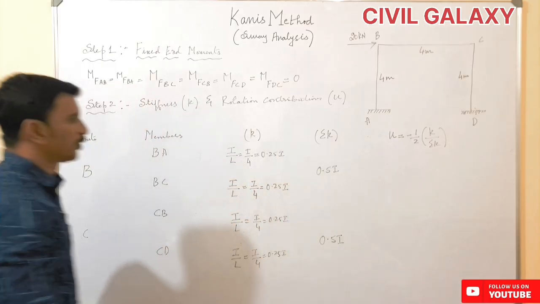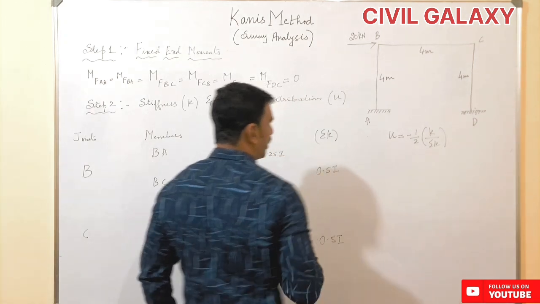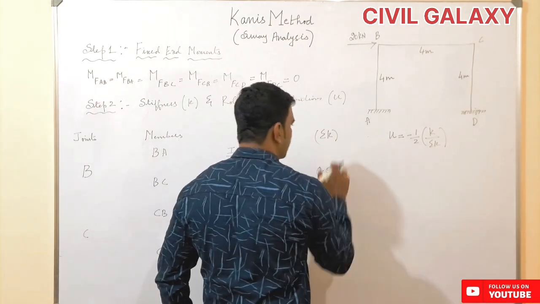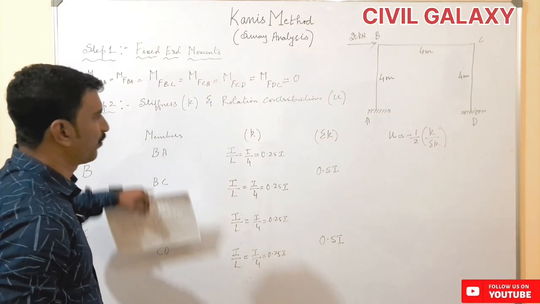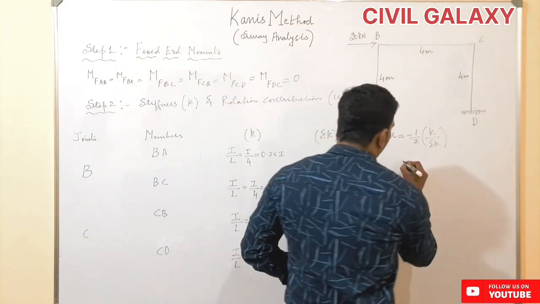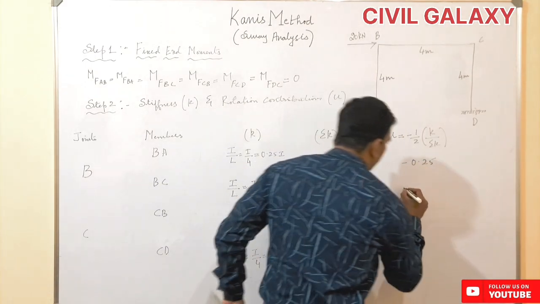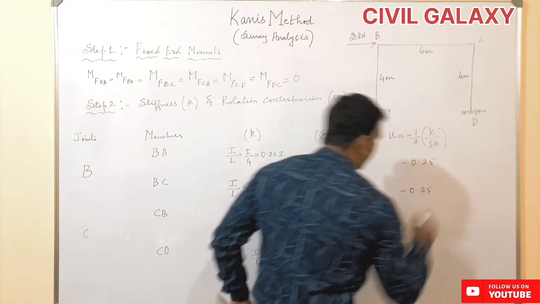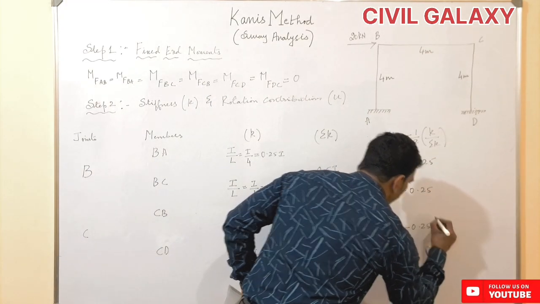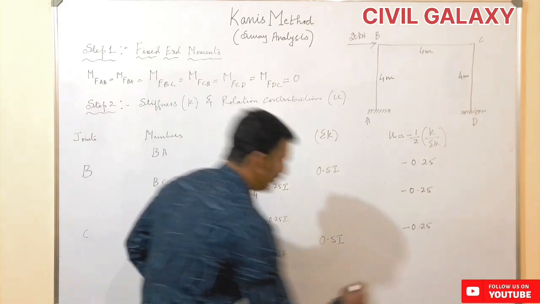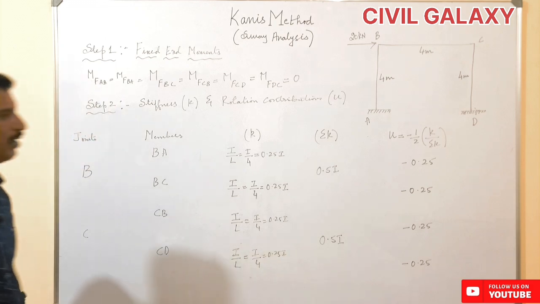So now if you want to find out the value of the rotation factor U, we will apply the values K and sigma K for each member. So the value of rotation factor for member BA will be equal to minus 0.25. For member BC, it will be minus 0.25. For member CB, it is minus 0.25. And for CD, this will be equal to minus 0.25. So these are the values.